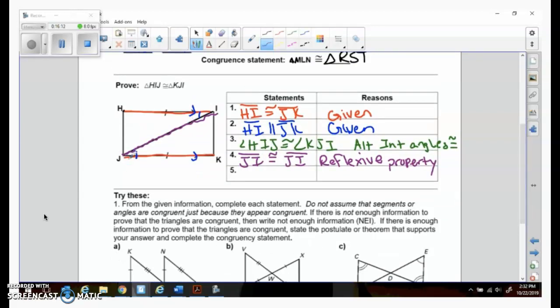And then last, we know what our statement should be because it tells us what we're trying to prove. Remember, our proof statement is always the last statement. So the first reason and the last statement should always be super easy, because the first reason is always given and the last statement is always the prove statement. And how did we figure that out? Well, it's the theorem that we just learned. Side, angle, side. Shocker.